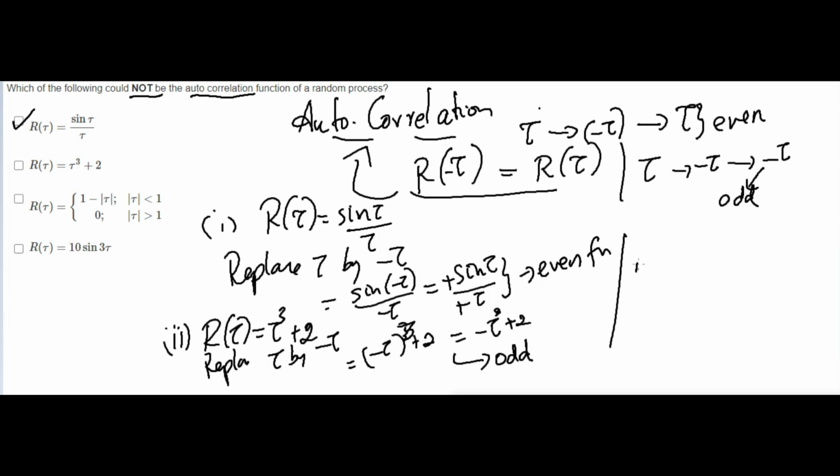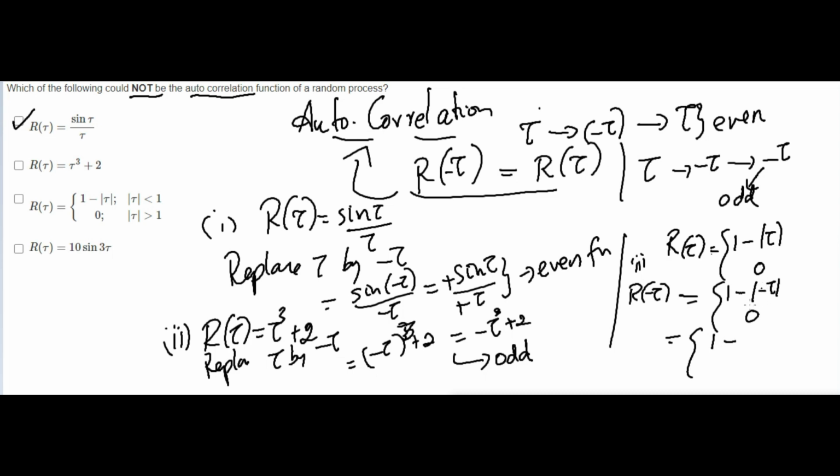Now we consider the third one. They have given a range, but no need to look at the range, you look only at the tau function. R of tau is equal to 1 minus modulus of tau. Now replace tau by minus tau. Because it is in modulus, R of minus tau is 1 minus modulus of minus tau, which is tau only, so 1 minus modulus tau. Look at this, both are the same. So this function is an even function, so I can tick mark this, because an even function can always be an autocorrelation.